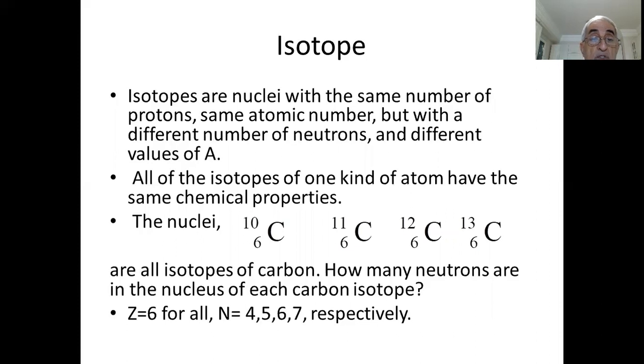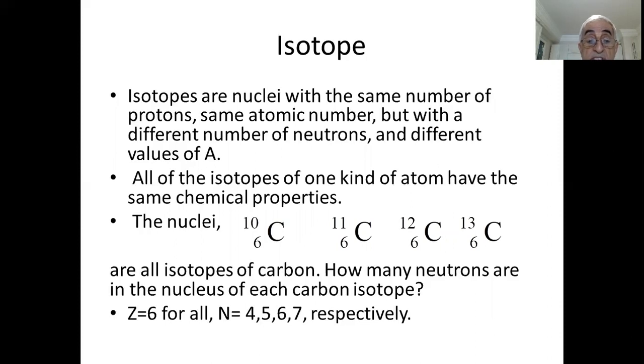Isotopes. Isotopes are nuclei with the same number of protons, same atomic number, but with a different number of neutrons and a different value of A. All of the isotopes of one kind of atom have the same chemical properties.